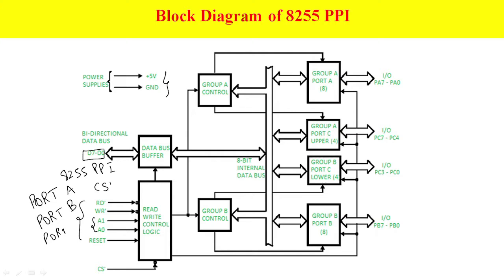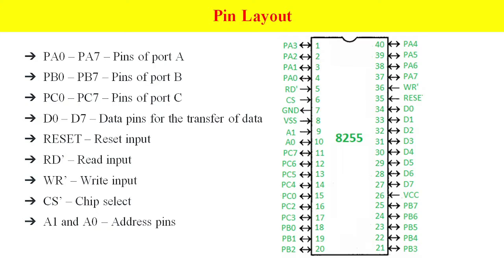This is group A, PA0 to PA7. You can use this as an I/O port. PC0 to PC3 and PC4 to PC7. This is port C, which, as you know, is divided into two parts, lower and higher nibbles. This is port B. This is the pin layout: PA0 to PA7, port A; PB0 to PB7, port B; PC0 to PC7, port C; and the remaining pins.